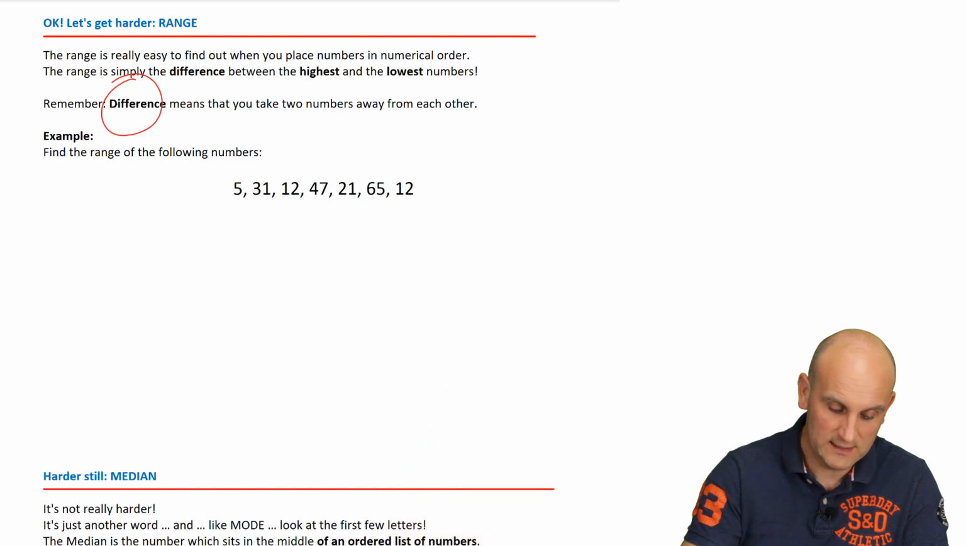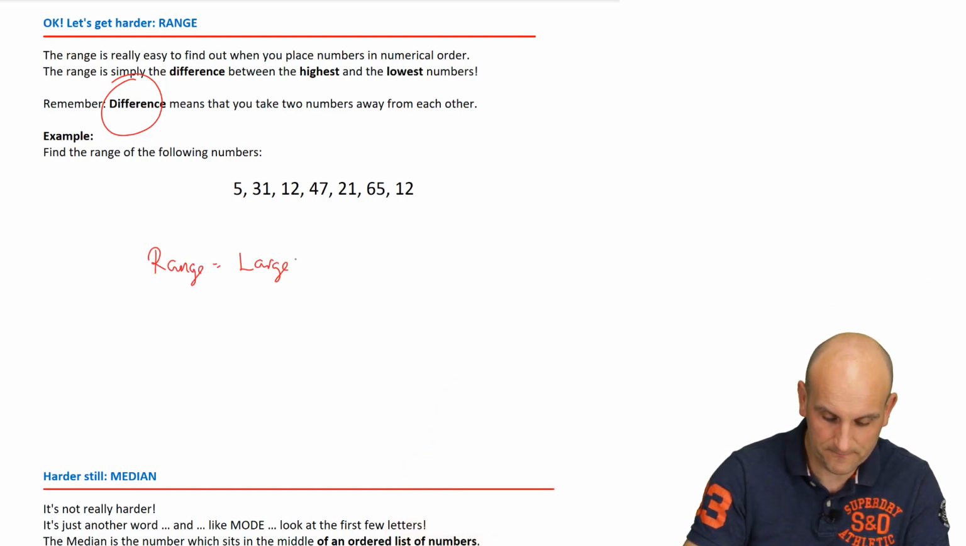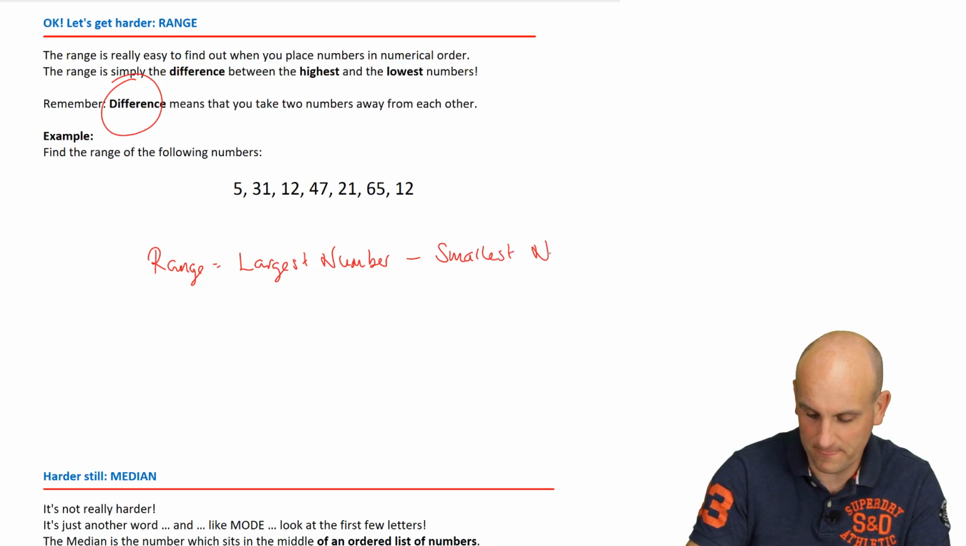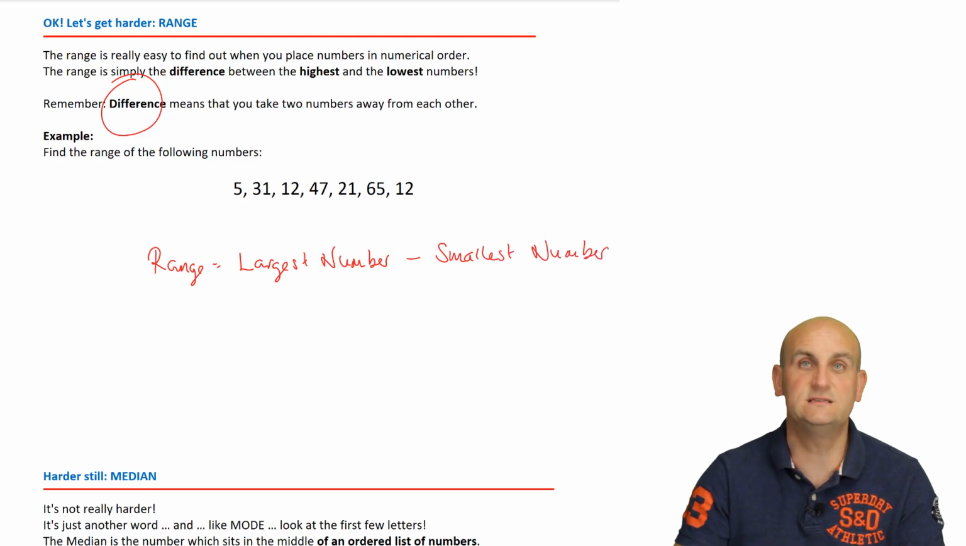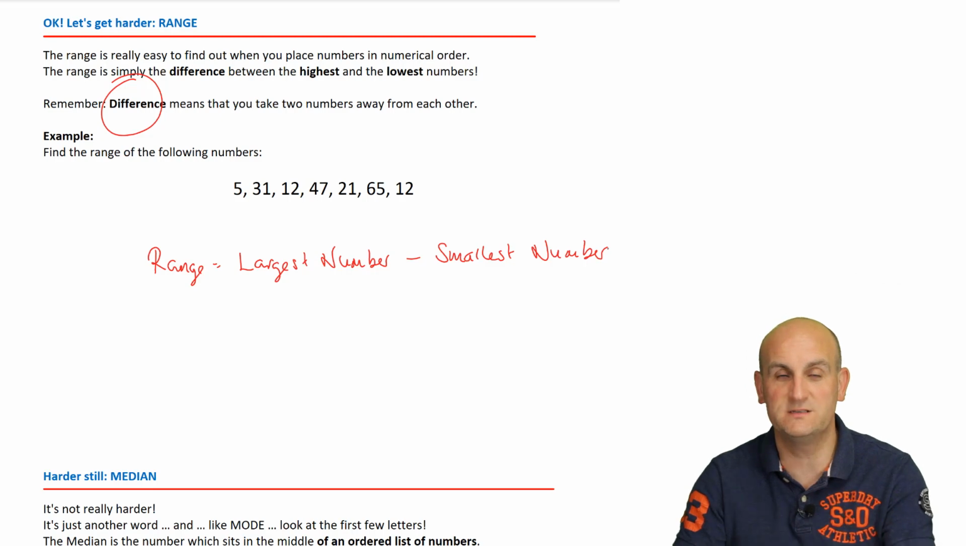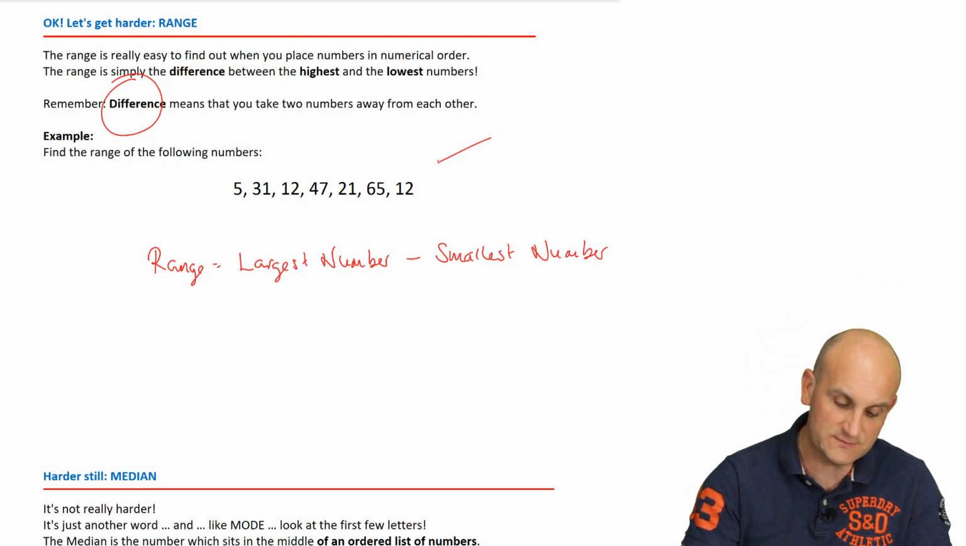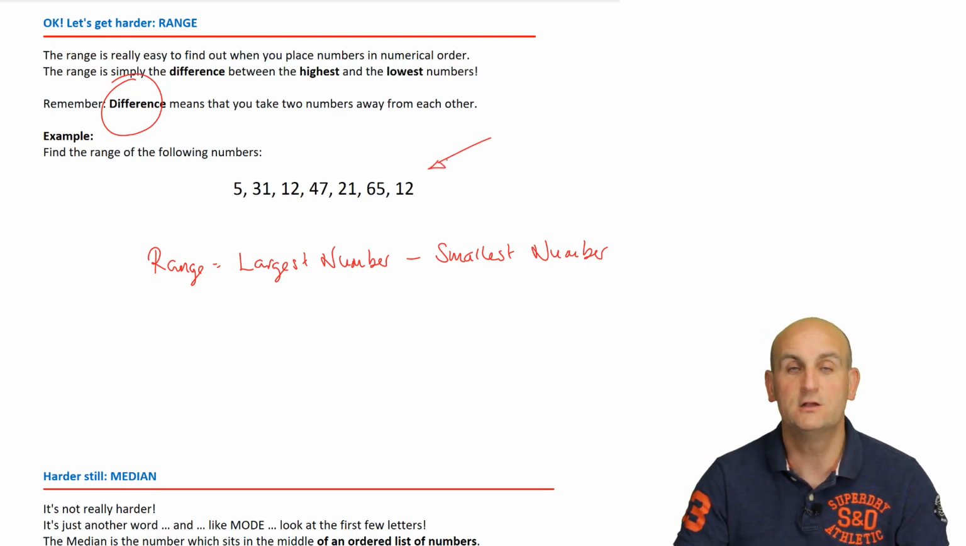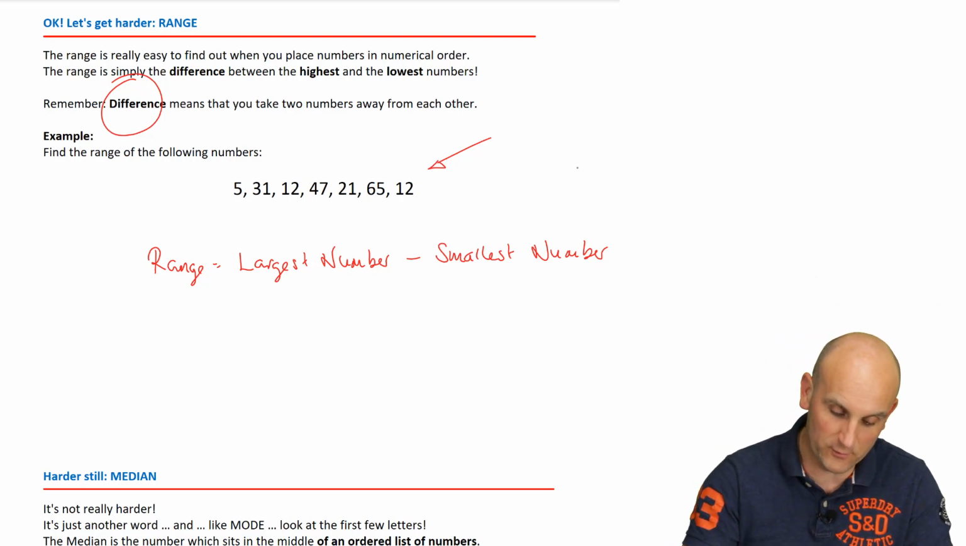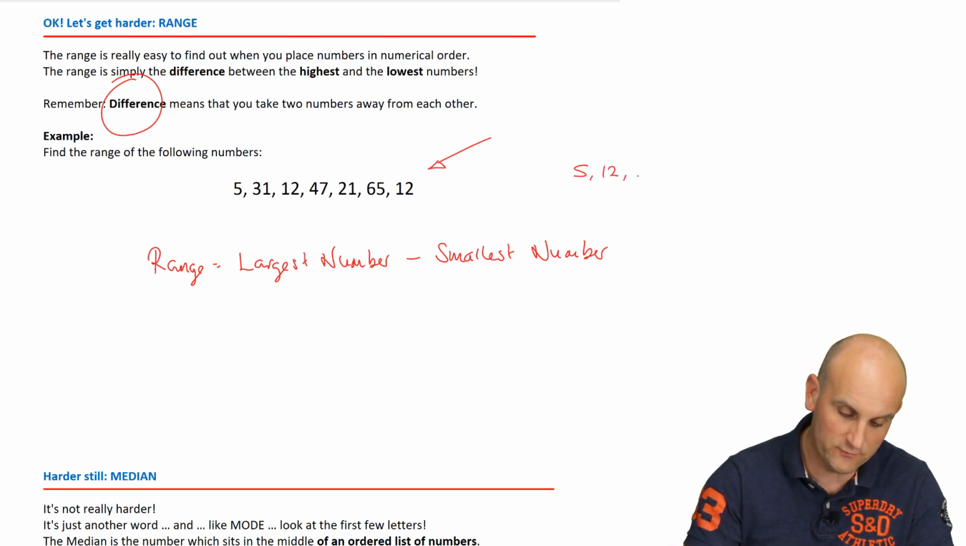So what I'm trying to do is I know that the range is equal to the largest number, take away the smallest number. That's literally it. Now, in many cases, life is made easier if we put the numbers that we've been given in order. And can you see at this moment in time that these numbers here are not in order? So I'm going to write them in numerical order. So what would we have? We'd have 5, 12, 12, what would be next? 21, 31, 47 and 65.